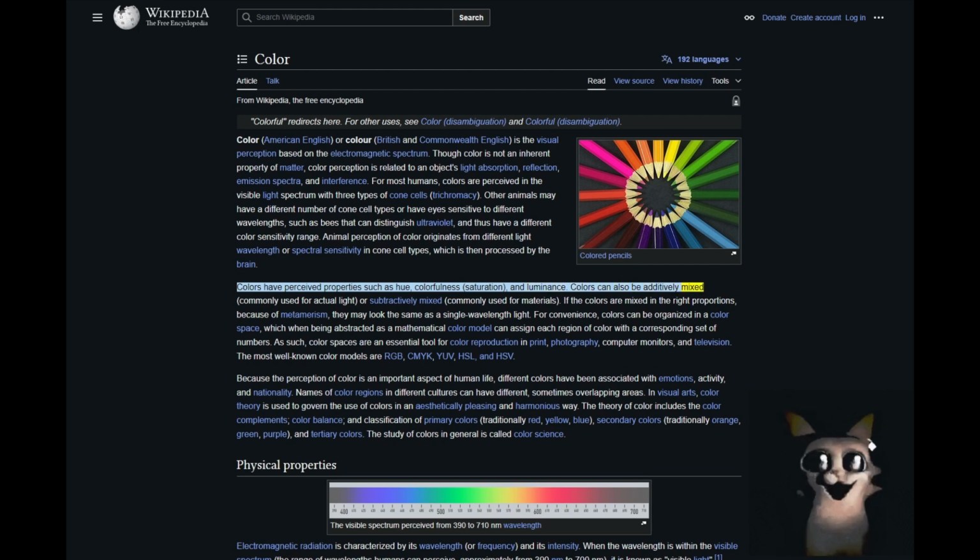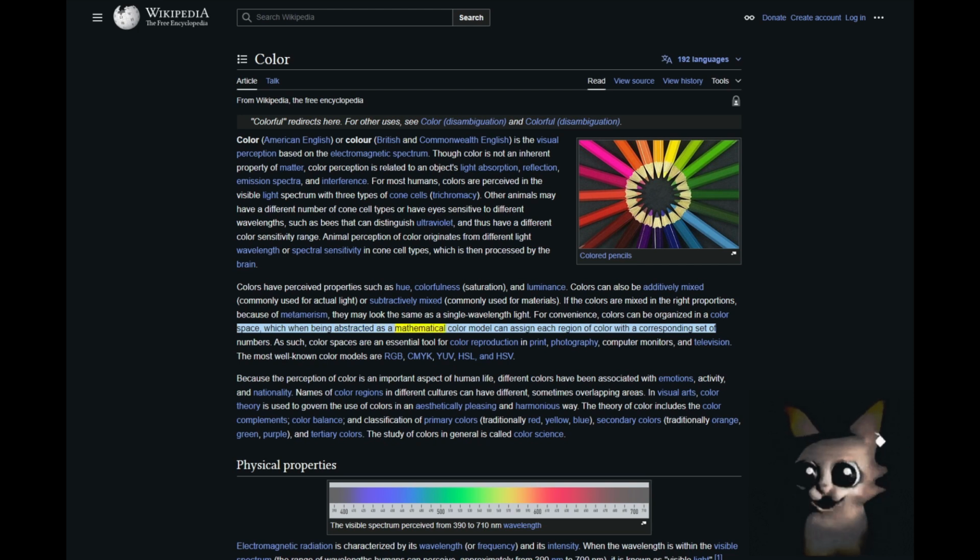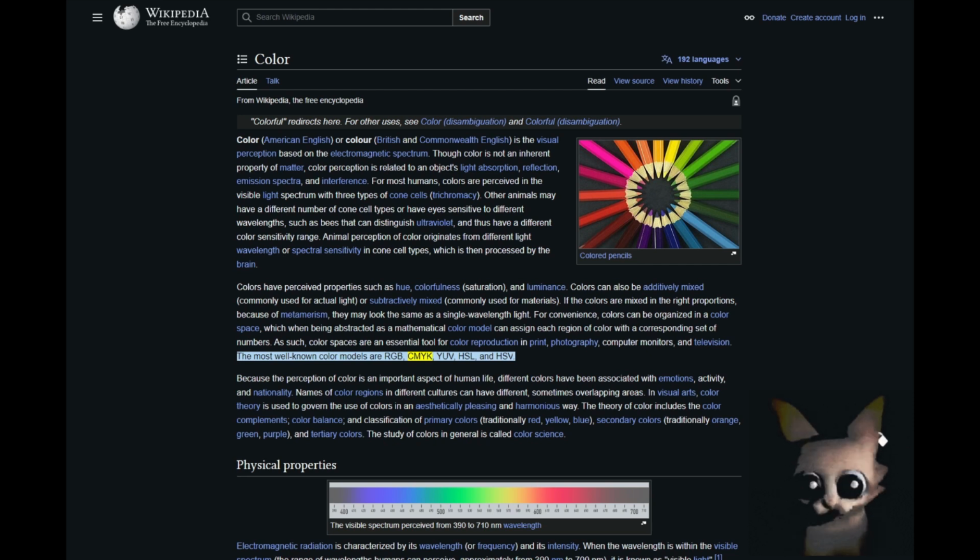Colors can also be additively mixed, commonly used for actual light, or subtractively mixed, commonly used for materials. If the colors are mixed in the right proportions, because of metamerism, they may look the same as a single wavelength light. For convenience, colors can be organized in a color space, which when abstracted as a mathematical color model can assign each region of color with a corresponding set of numbers. As such, color spaces are an essential tool for color reproduction in print, photography, computer monitors, and television. The most well-known color models are RGB, CMYK, YUV, HSL, and HSV.